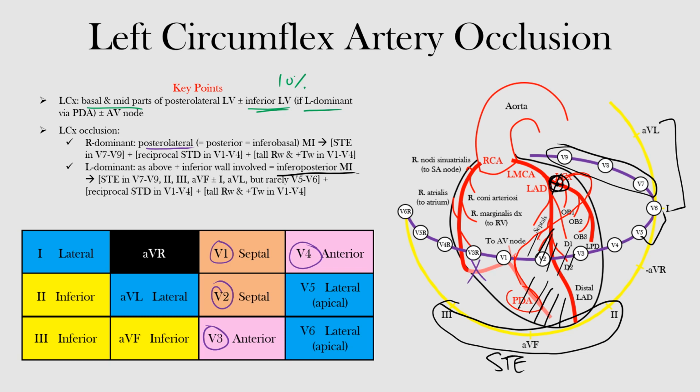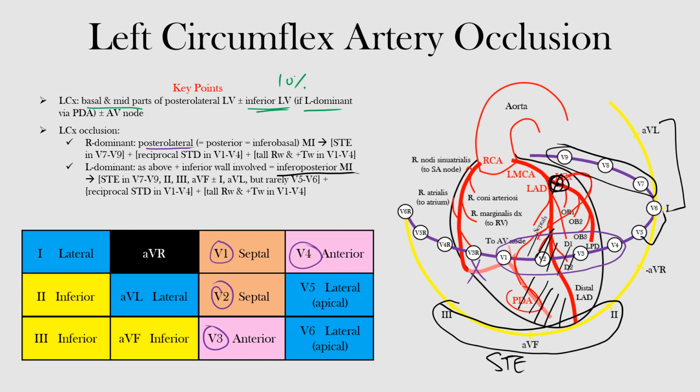Now you'll also see those reciprocal changes in those anterior precordial leads, V1 through V4, which tend again to show that reciprocal ST depression, and they'll also show those tall R waves and the positive T waves, which are those reciprocal changes to what we see in the posterior leads. Okay, so again, hopefully that's making sense.